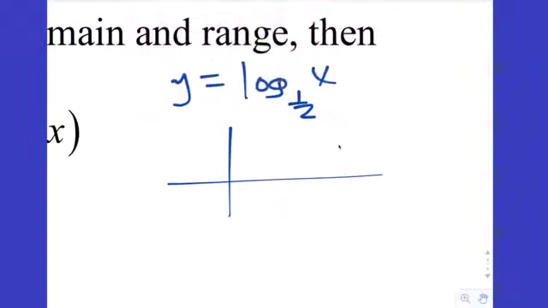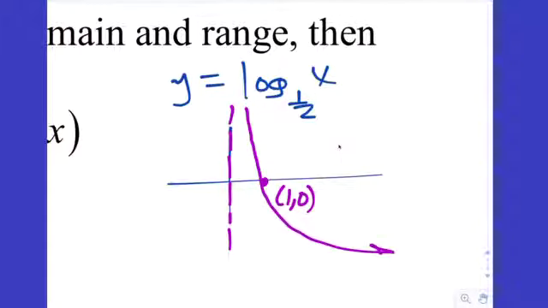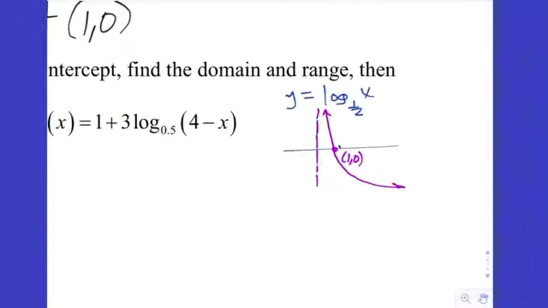Remember that the characteristics that they all have in common of the form log base b, they all have vertical asymptotes at x equals 0, and they all have x-intercepts of (1, 0). And then since this one is a logarithmic decay, you're just going to draw it decreasing, something like that. So there's your starting graph.